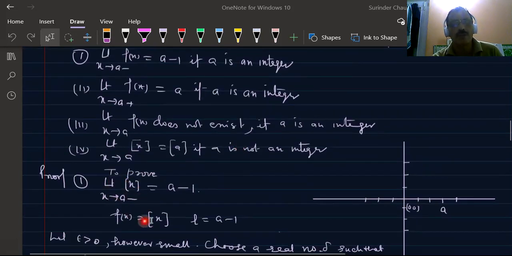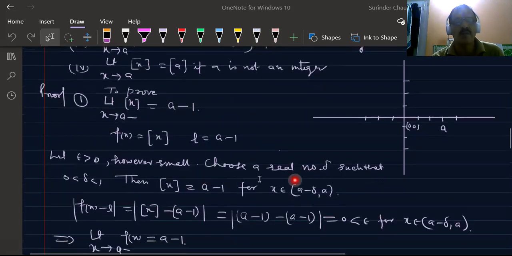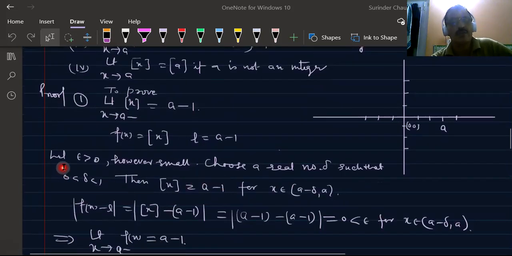We are given f(x) is the greatest integer function of x, and L is equal to a minus 1 if a is an integer. Now by the definition of the limit, let epsilon be given; we have fixed this value. Choose a real number delta such that 0 is less than delta less than 1. Why is this less than 1? Because if you take it greater than 1, the value will go beyond this. Suppose a is equal to 1. If you take delta greater than 1, it will lie beyond 2, it will lie beyond 3, the value will be 3. So that's why we choose delta such that 0 is less than delta less than 1.